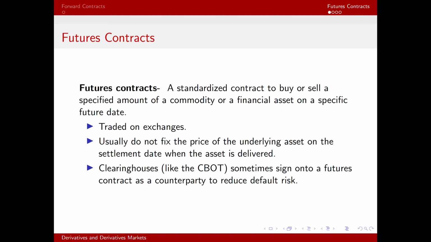Futures contracts are very similar. In fact, we can define them as a standardized contract to buy or sell a specified amount of a commodity or a financial asset on a specific future date. So if you look at this definition compared to a forward contract's definition, the only difference is that in a futures contract, we don't specify the price. We do specify the quantity. So these futures contracts are saying on X date, you're going to give me Y amount of goods at whatever the spot price is on that date instead of in the contract date.